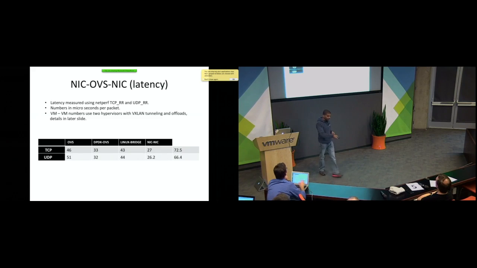The last one, I think my slide is missing it, but it's actually the VM to VM number. I don't know why it's missing. But this is the number when we have 2 hypervisors, and we have a VXLAN tunnel between the 2 hypervisors, and we are measuring the latency from one VM to another VM.